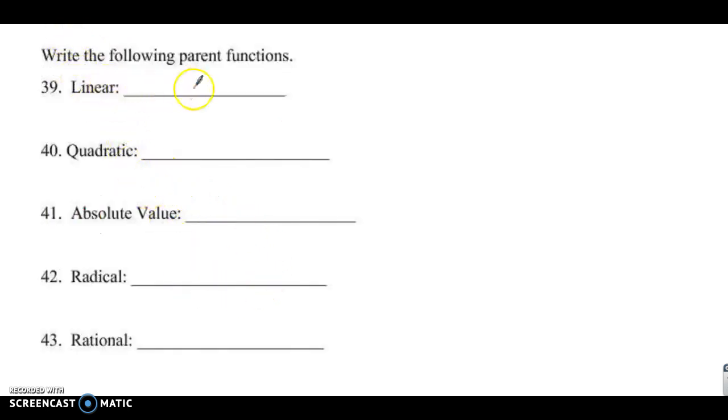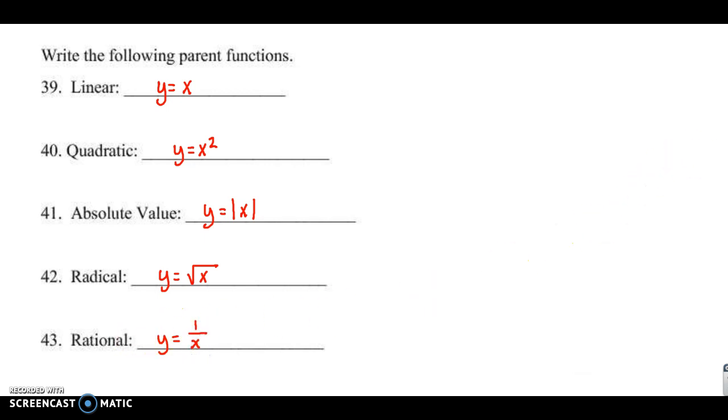And lastly for this section, it's just talking about naming our parent functions. They just want us to write the parent functions. If it's linear, remember that's y equals x. If it's quadratic, that's y equals x squared. If it's absolute value, that's y equals the absolute value of x. A radical is y equals the square root of x. A rational is y equals 1 over x.